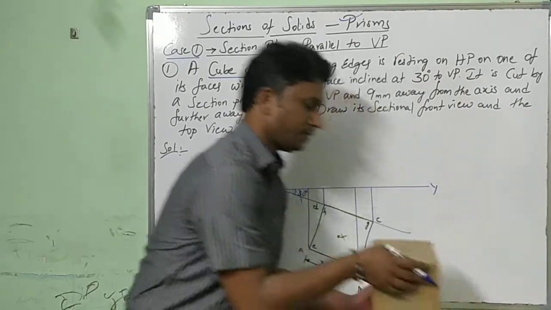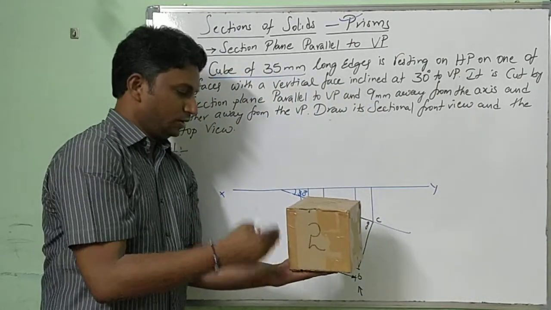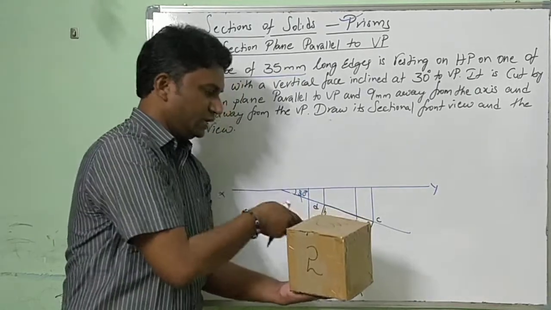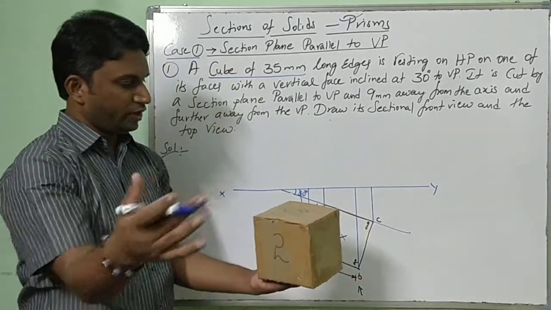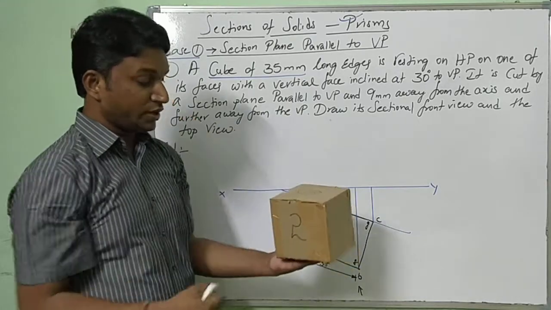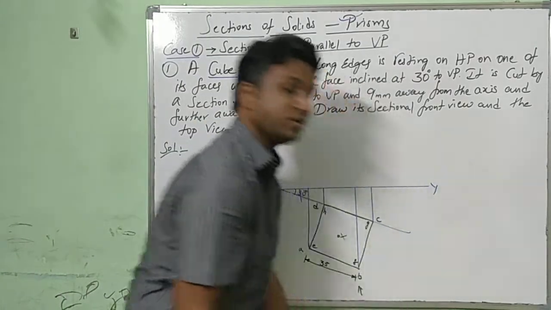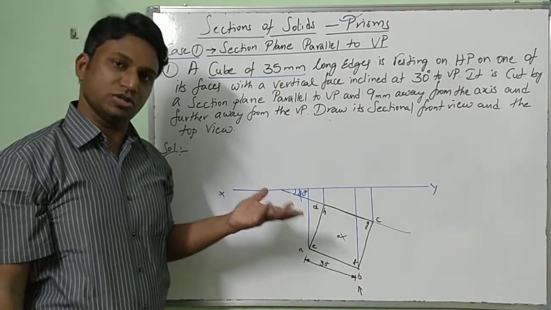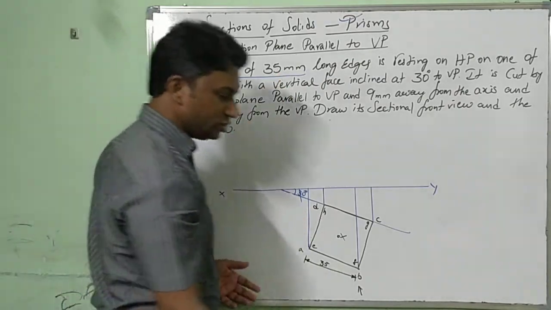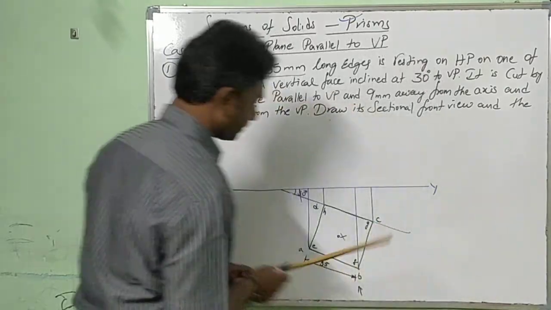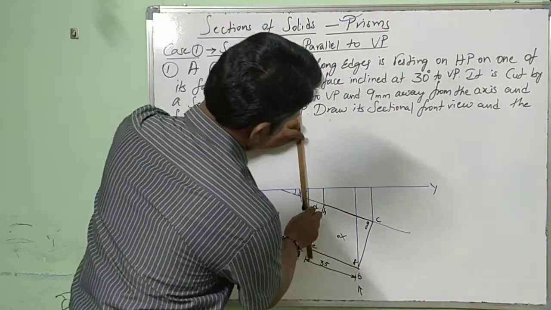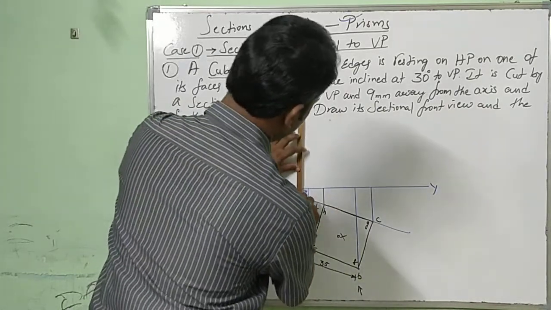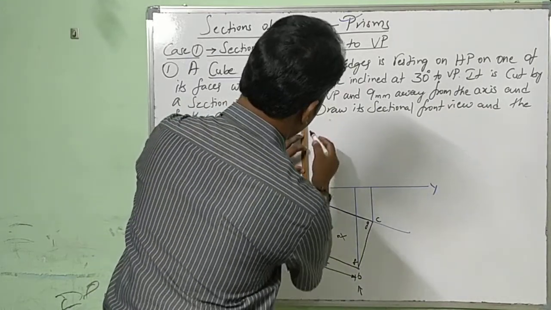Vertical edges: AE, BF, CG, DH. Now when you are looking from here, what edges can you see thick, of height? Height how much? 35 mm. The cube is also having the same height, 35. What edges can you draw? Same. 35.